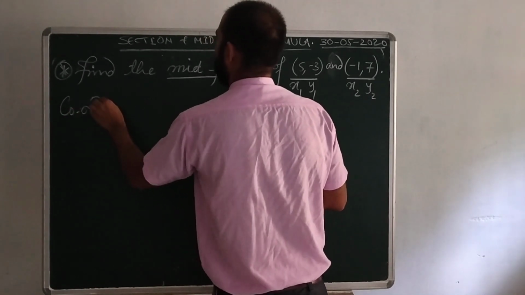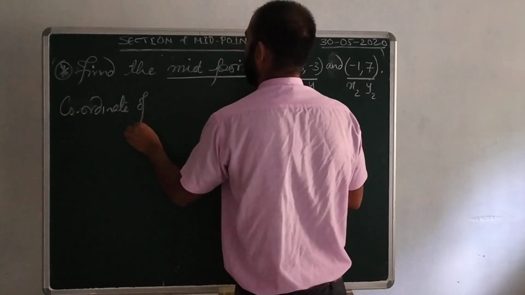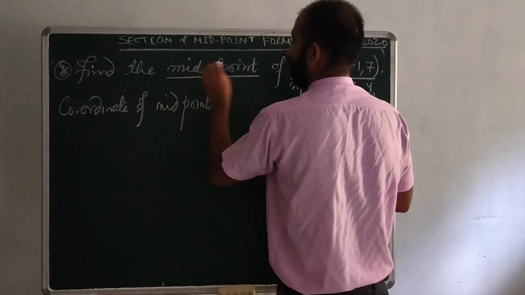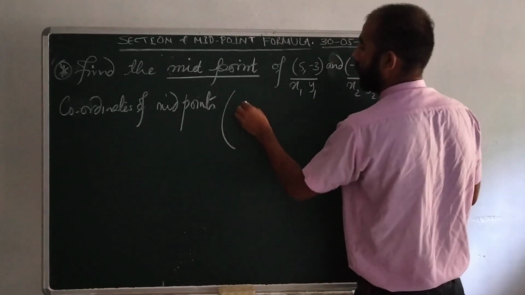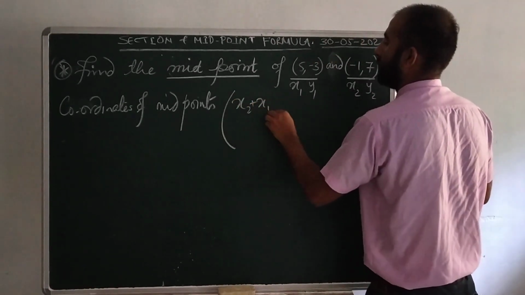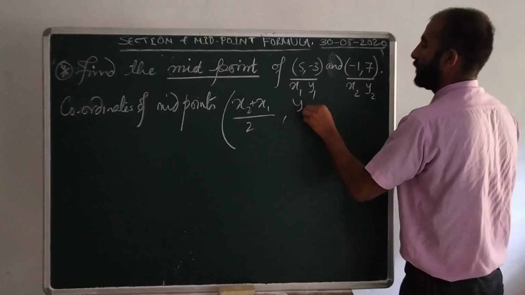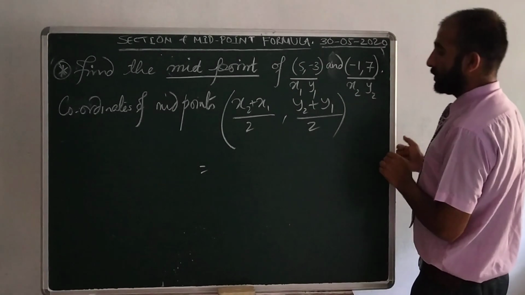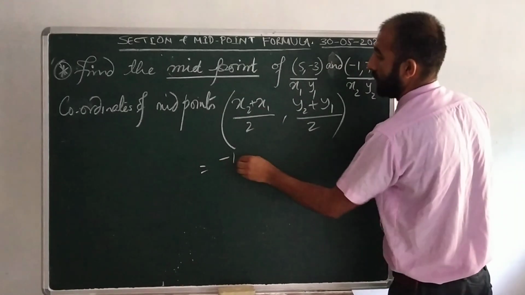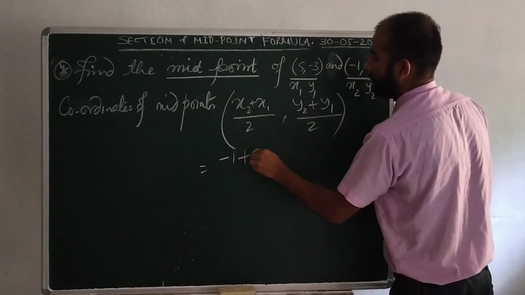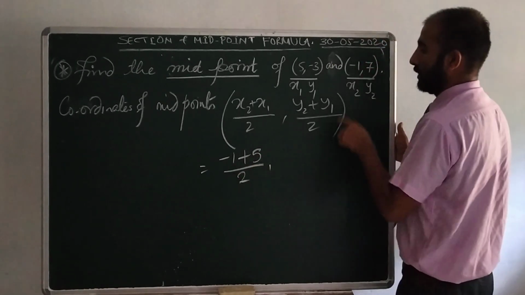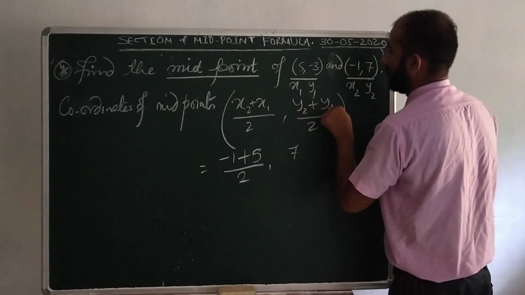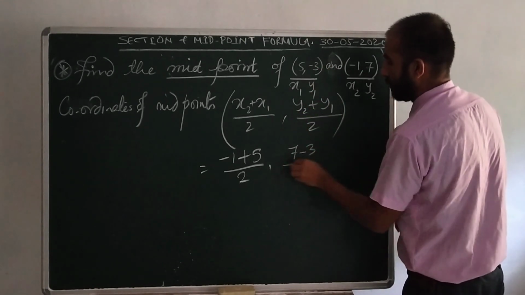So we know the coordinate of the midpoint is (x2 plus x1) by 2 and (y2 plus y1) by 2. Let's see: x2 is minus 1, plus x1, that is 5, by 2. y2 is 7, y1 is minus 3, by 2.